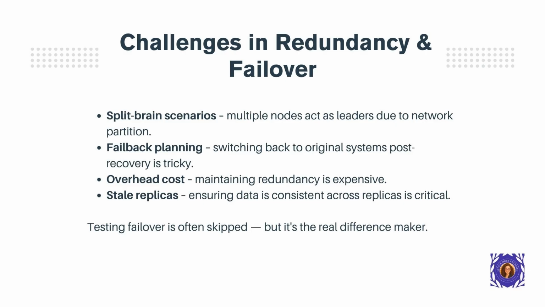Failback planning. The process of switching traffic back to the original primary systems once they have recovered from a failure is often more complex and riskier than the initial failover. It requires careful coordination, data synchronization, and validation to avoid new outages. Overhead cost. Maintaining redundancy is inherently expensive. You're effectively paying for duplicate hardware, software licenses, network bandwidth, and operational overhead, which significantly increases infrastructure costs. This must be balanced against the cost of downtime.